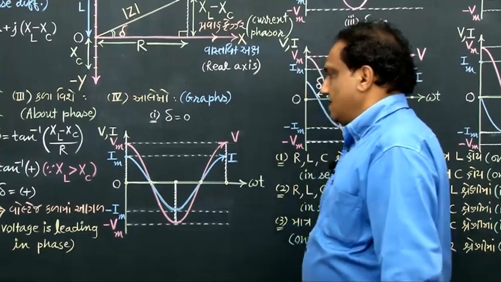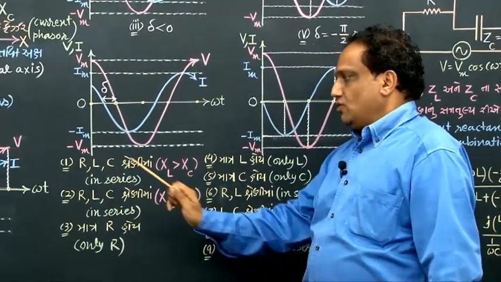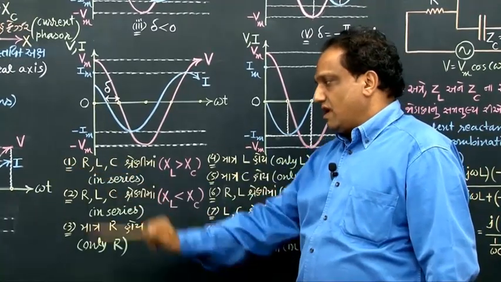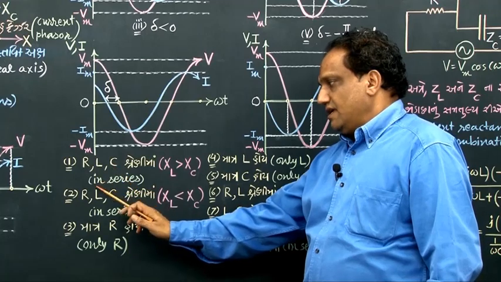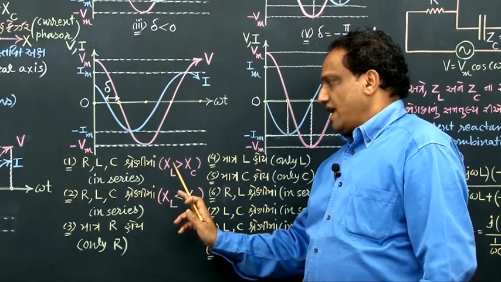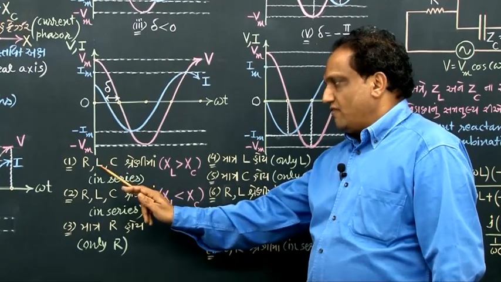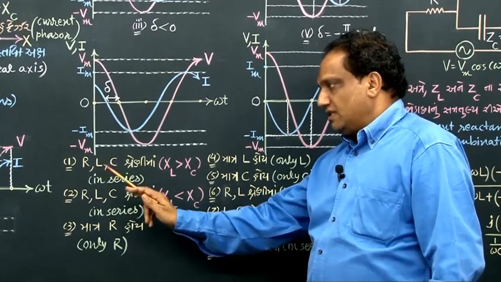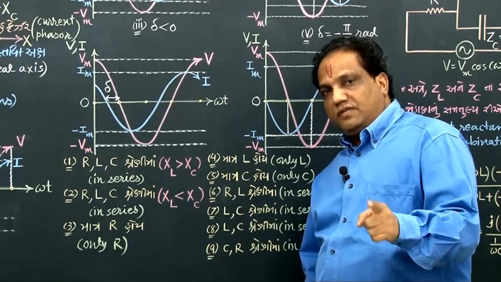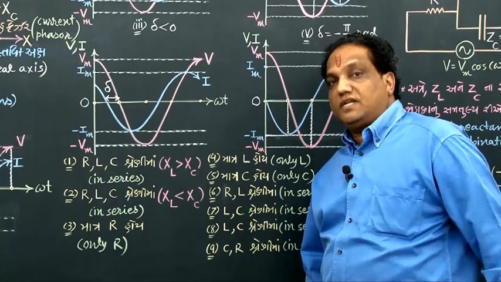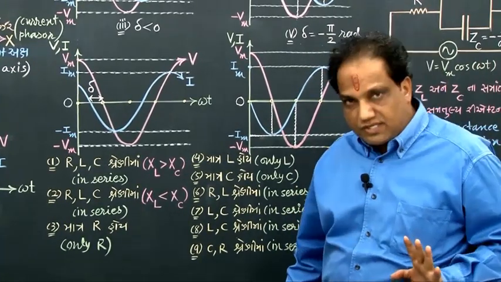What is that first circuit? Look here. I have made a list of all 11 circuits. You please refer to this circuit number 1. It is RLC in series where XL is greater than XC. Whenever you find L and C together in the same circuit, you are supposed to make a comparison between the magnitudes of their reactances, that is, a comparison between XL and XC.